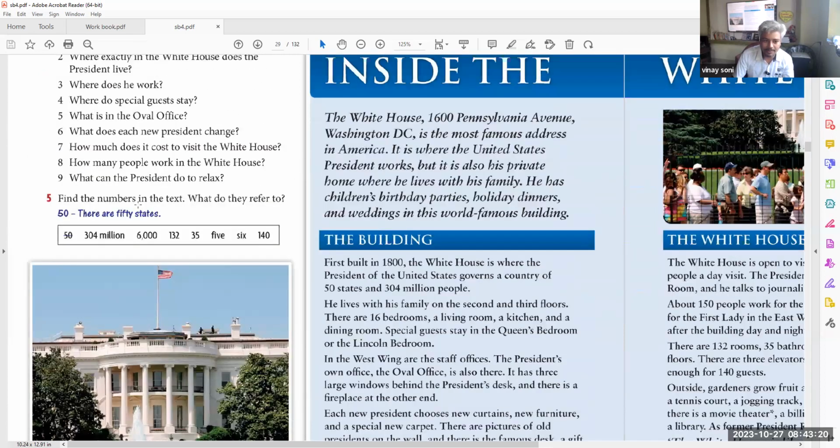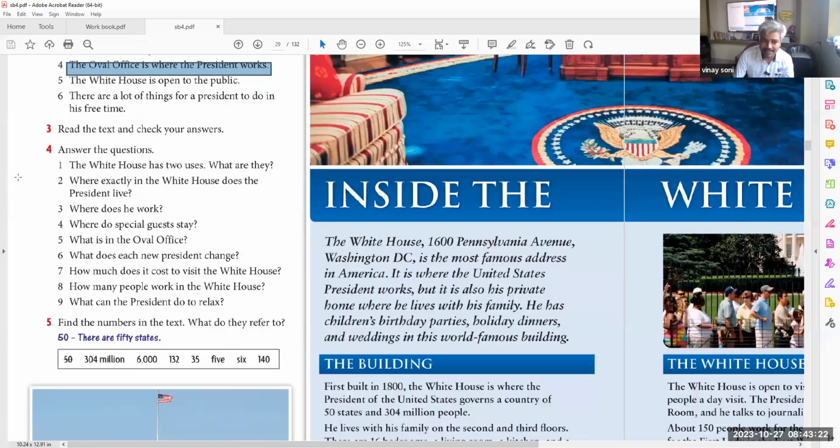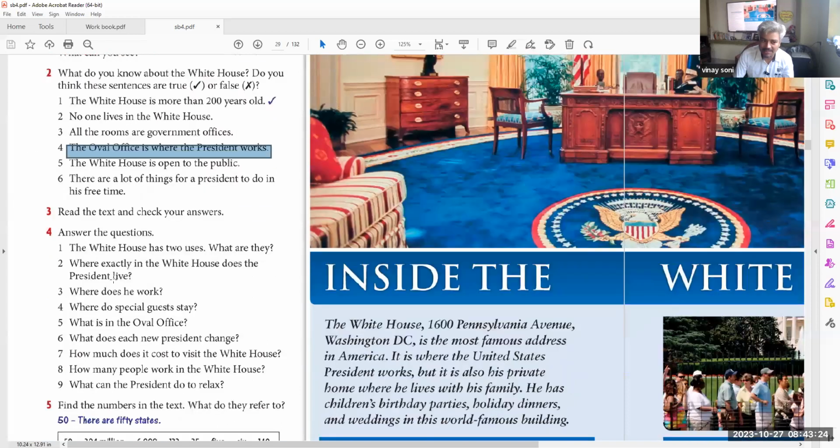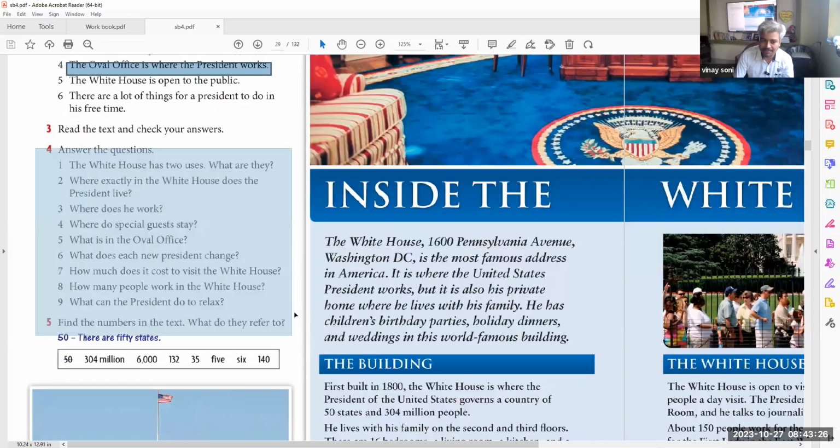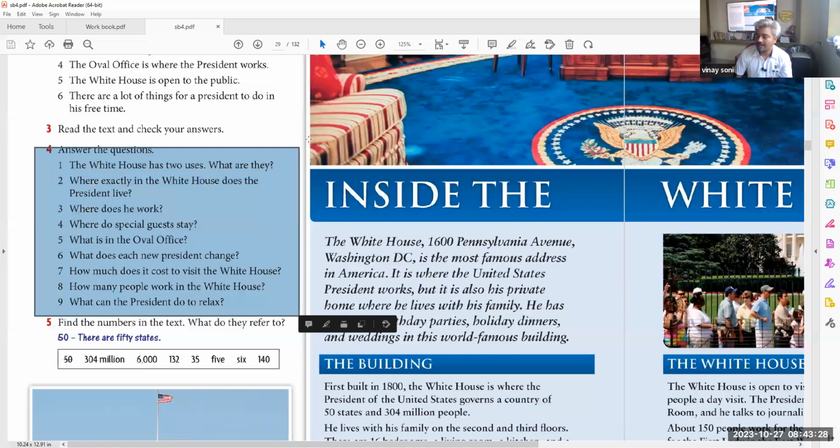Now, read the text again and answer the questions in exercise 4. Read the text again, please, carefully, and answer the exercise 4 questions.